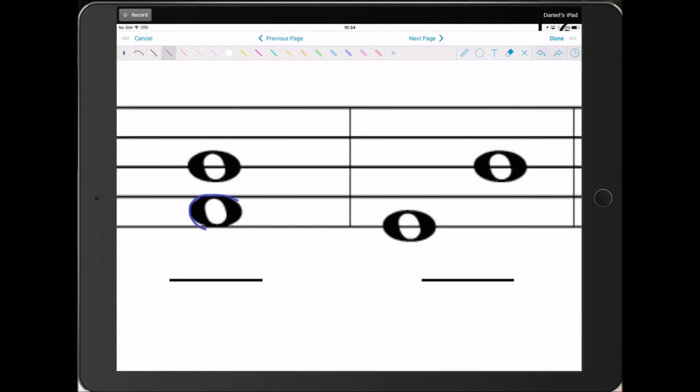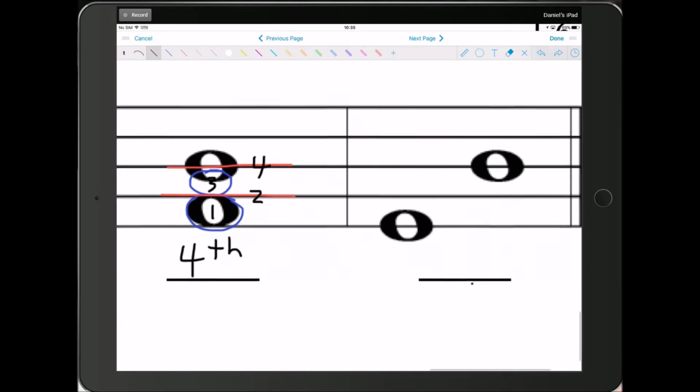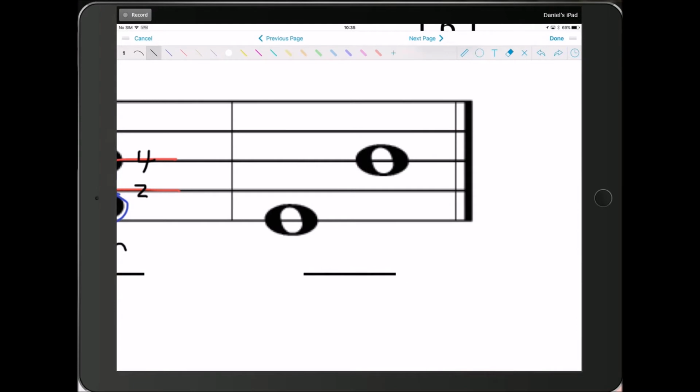Here, we have a space, and another space, and a line, and a line. Alright? So that would be 1, 2, 3, 4. That's a fourth. And the last one, we have a space here, and a space here, and a line, another line, and another line. So, let's count it. 1, 2, 3, 4, and then 5. That's a fifth.